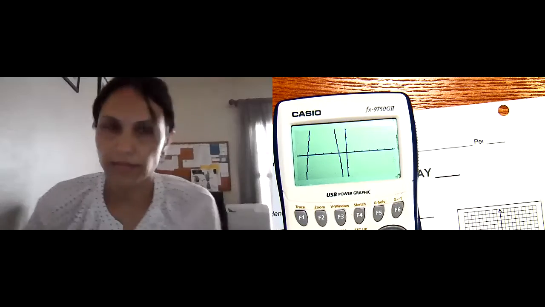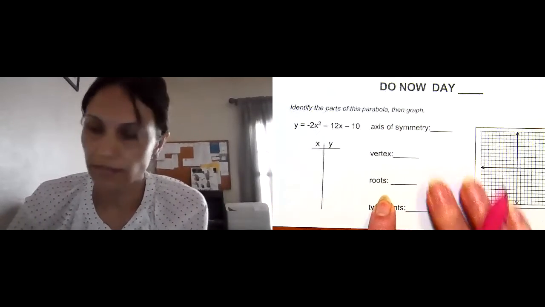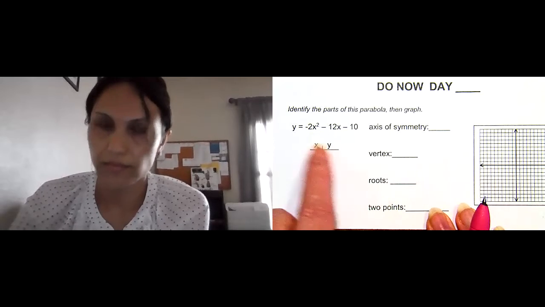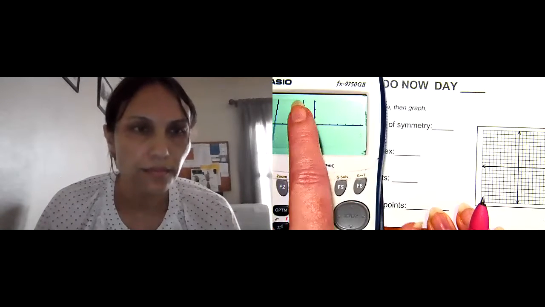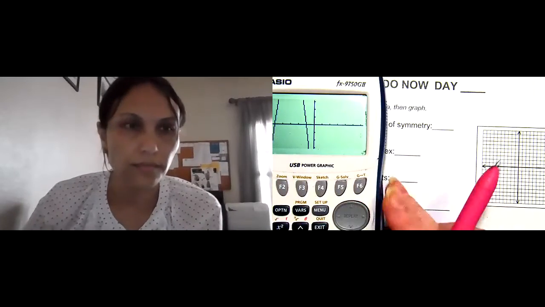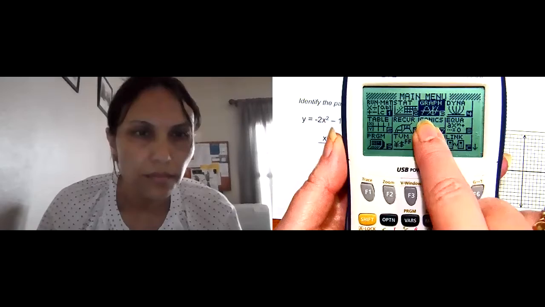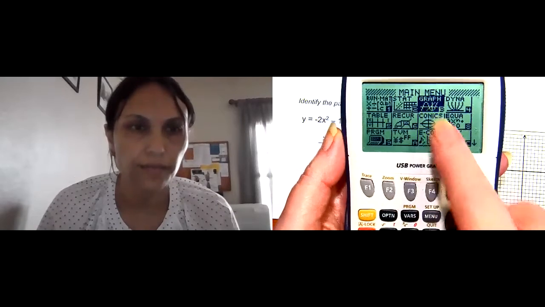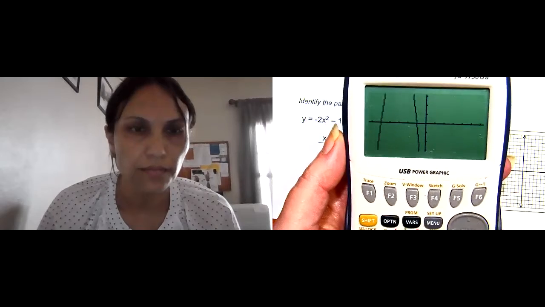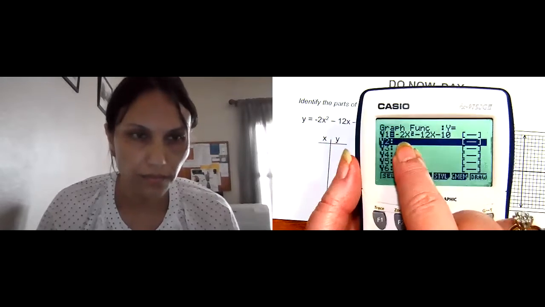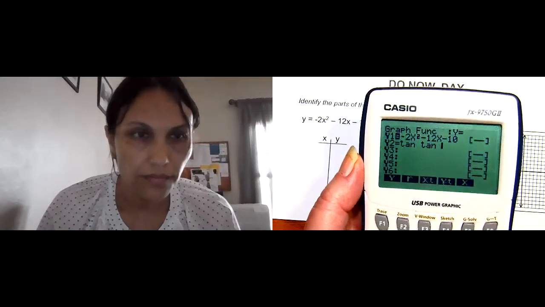So I want to review how to find the parts of a parabola from an equation using the Casio calculator. What we've already done is we went to menu and we went to graph. It's the third one. You can push the 3 or you can push the menu graph. Now what it did is it took us to this Y equals screen.